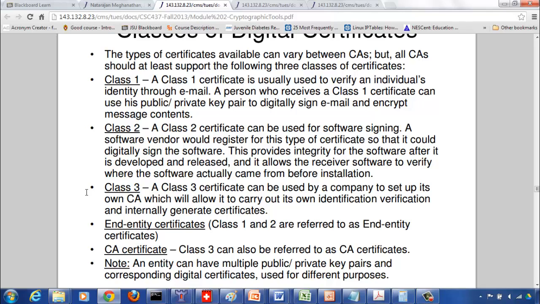So if you are running an organization, you don't require your individual users to obtain their class 1 and 2 certificates from a well-known certifying authority outside your network. You can obtain a class 3 certificate from that well-known certifying authority. Then you can indirectly provide these end entities their certificates. This way you are reducing the overhead associated with each end entity in your organization contacting the outside certifying authority.